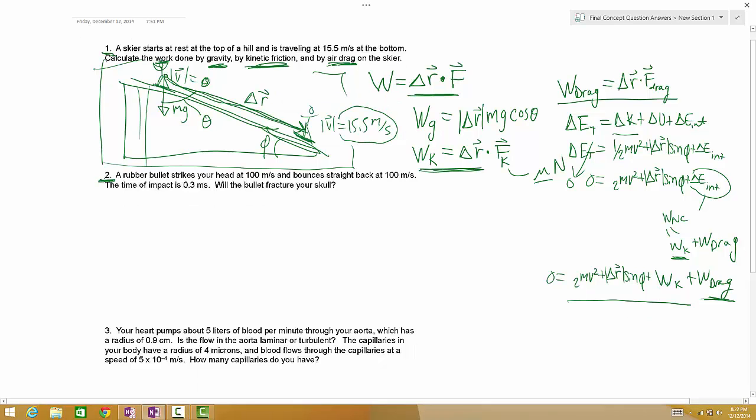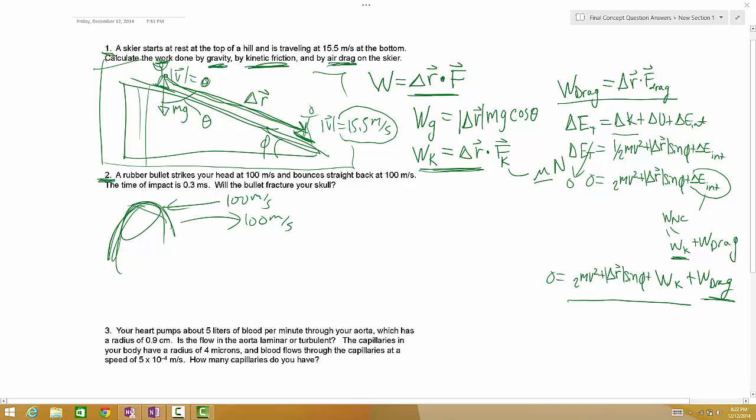Number 2. A rubber bullet strikes your head, oh no, at 100 meters per second and bounces straight back at 100 meters per second. The time of impact is 0.03 milliseconds. Will the bullet fracture your skull? Okay, so here's your precious head. Let's draw a picture. You have a bullet coming in at 100 meters per second, and then it bounces off at 100 meters per second in the opposite direction. Now, it's saying, will the bullet fracture your skull?